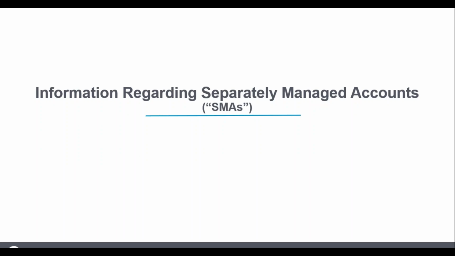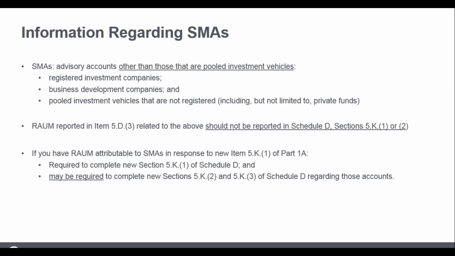So we'll start with information regarding separately managed accounts in Item 5. The SEC is deeming separately managed accounts to be any advisory accounts other than those that are pooled vehicles. And pooled vehicles are going to be registered investment companies, business development companies, and pooled vehicles that are not registered, such as private funds. And there is some chatter out there about whether a fund of one could be a separately managed account or perhaps a UCITS.